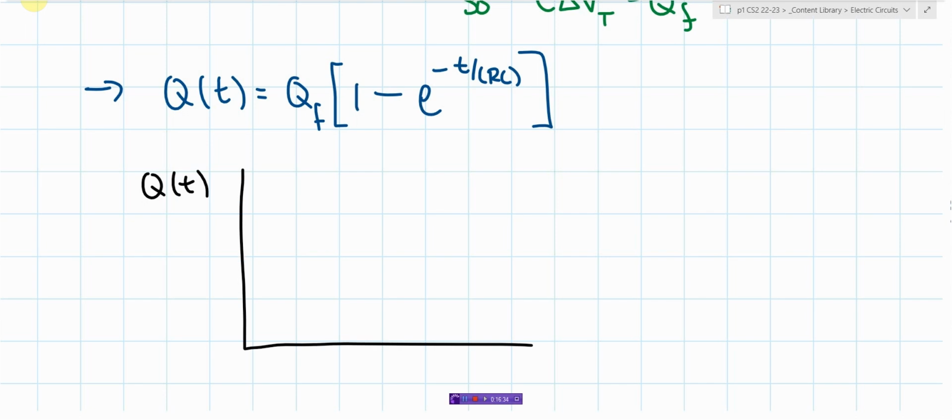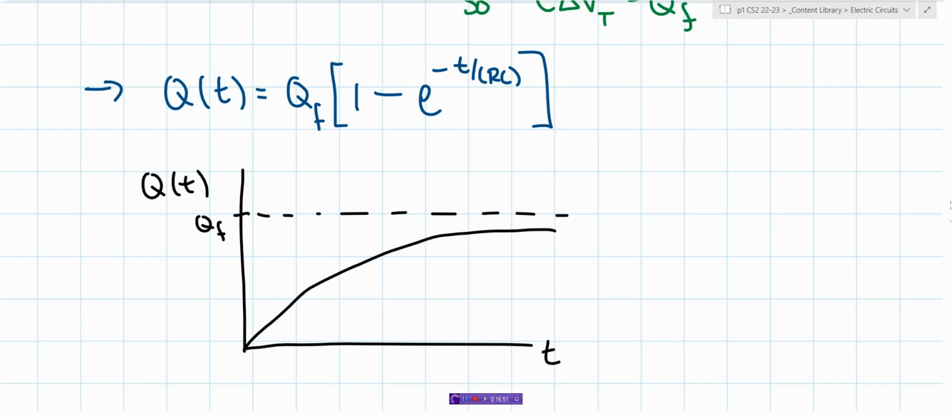Okay, so here's Q of t. There is a QF asymptote. Okay, this is a function of time. And it should start at 0 and asymptotically approach QF. Like something like so.